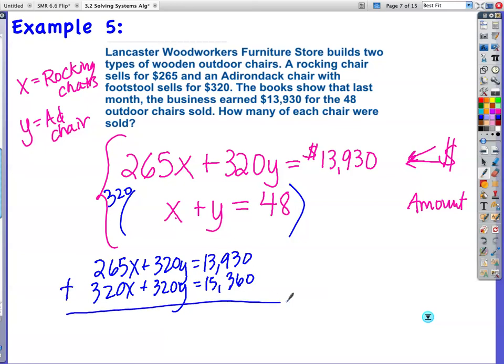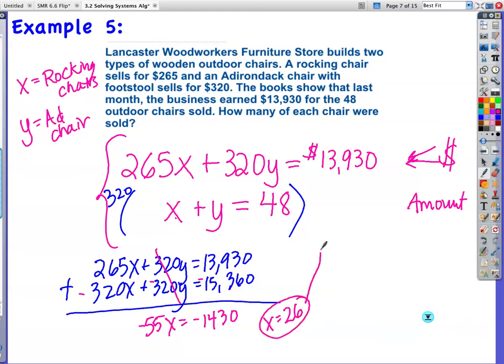Okay, so if you come across this, you multiply, you're like, nothing's canceling, but I have the same number. Then let's go ahead and switch signs. Switch, switch, switch. Gone. So 265 minus 320 is negative 55x is equal to 13,930 minus 15,360, negative 1430. And then when you solve for x, you get 26.